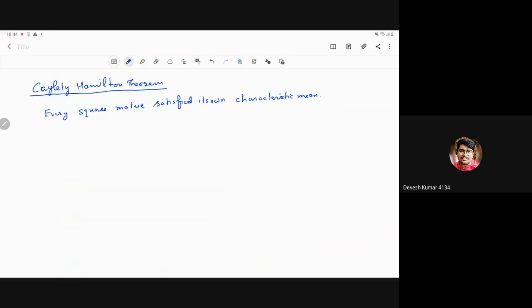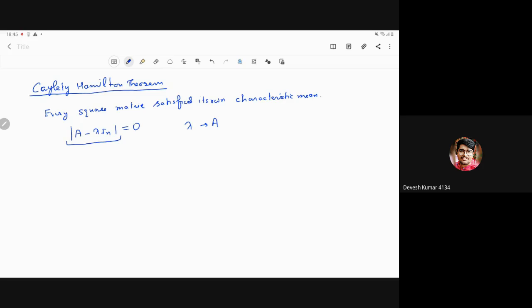What is the characteristic equation of a square matrix of order n cross n? Determinant of A minus lambda I_n equal to 0. This theorem says that this is a polynomial in lambda. That polynomial, if you replace lambda by A, you will get a null matrix.